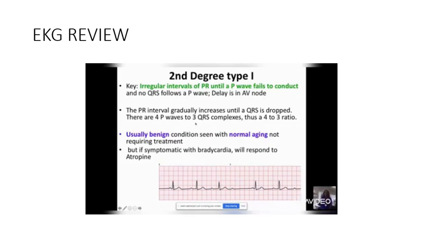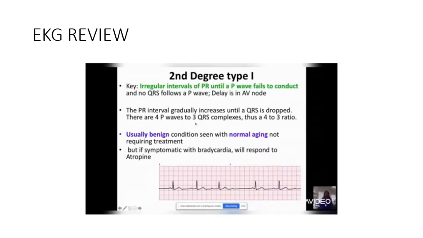So if I were to look at my R to R, they're not coming at the same time. So you have irregular intervals of P to R, and then literally this client drops a beat. No heartbeat, until a P wave fails to conduct. No P wave, no QRS. As you can look in the strip here, PQRS, PQRS, PQRS. Look how they literally drop a beat. Okay, so that's for second degree type 1.